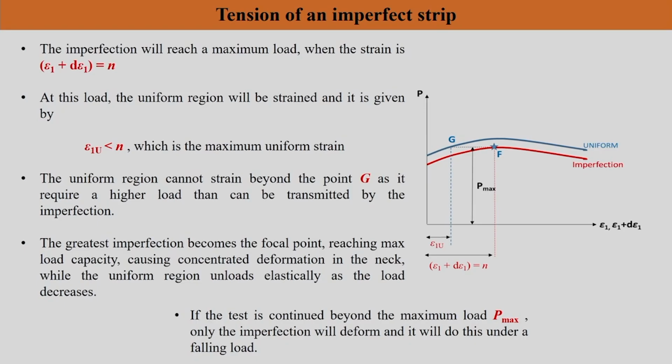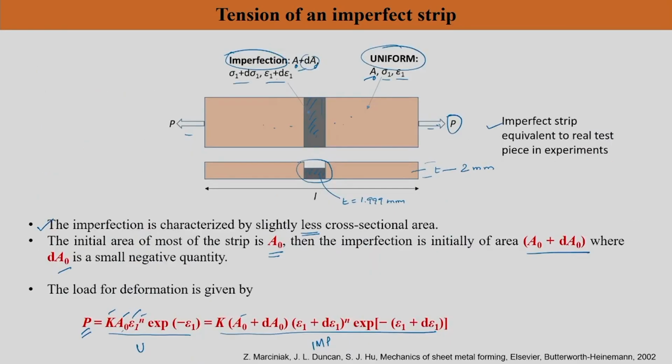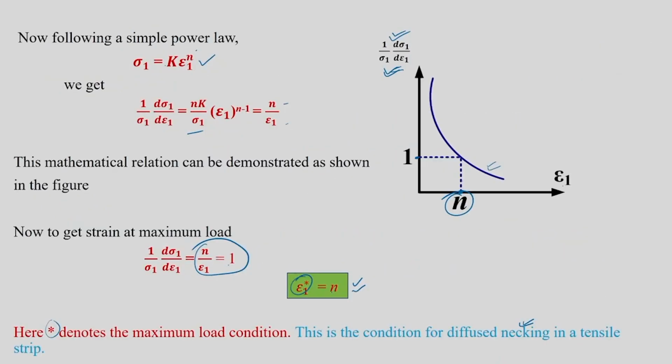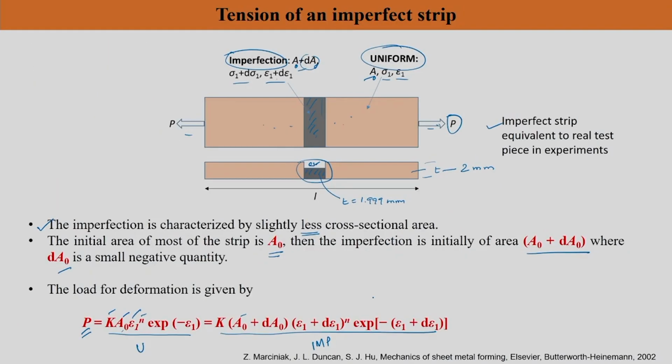What we are going to say is the imperfect region is actually a weaker region, correct. So, it is sensible to know that your failure is going to happen in this particular location. So, I am going to simply say that epsilon 1 is equal to n for instability to develop in a location. Now if this is going to happen in the imperfect region, I can simply say epsilon 1 plus d epsilon 1 will be equal to n, which is what I am writing here.